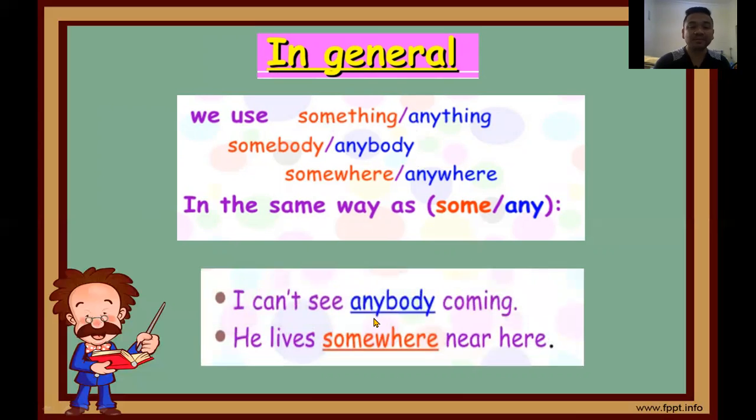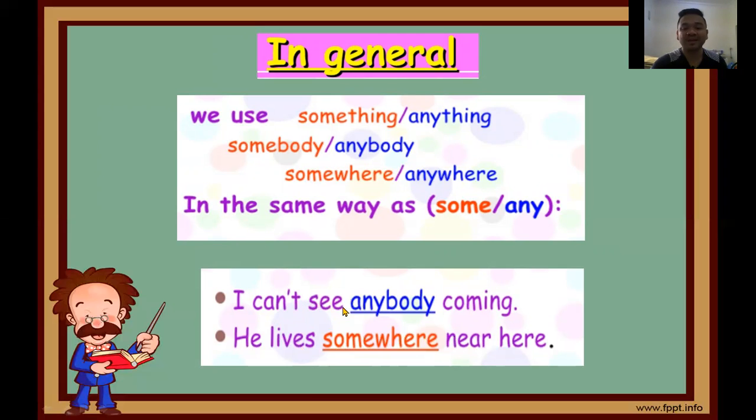Now, say for example, I can't see anybody coming. So here, negative, can't, and take note, anybody starts with any, and then the rest of the sentence. Next one, he lives somewhere near here. This is a positive sentence, and it starts with some, so somewhere near here.